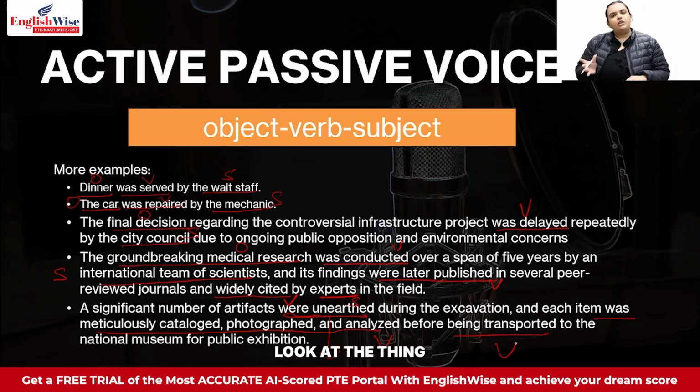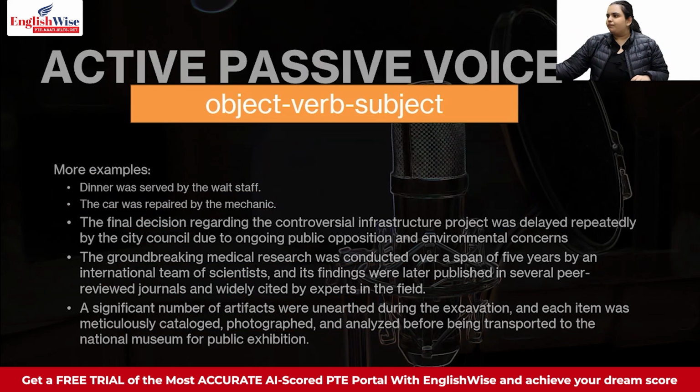And now let us look at the thing that the work is done on. So that is number of artifacts. So that is my object. Now again over here, the object is coming before the verb. So this is again a passive voice sentence. So I hope you understand that even in lengthy and challenging sentences, you just have to go with the object, verb, subject or subject, verb, object structures to find out your active and passive voices.